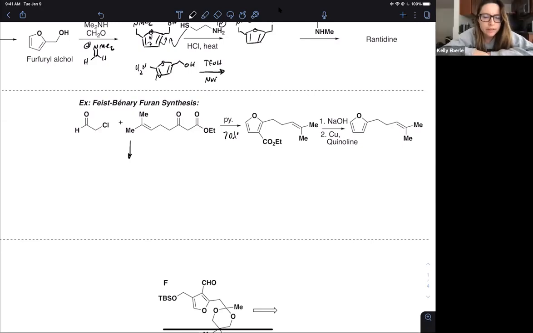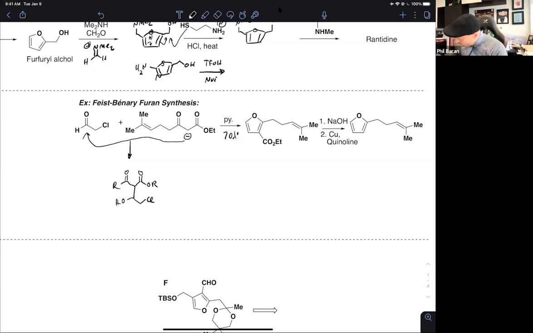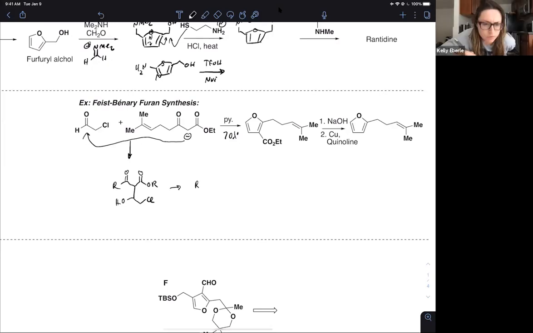Sure. So you get deprotonation at the beta ketoester, and then you get attack of that onto the carbonyl carbon of your other reagent. And then from here, I think if you draw it like in the enol form, you can kick out water and cyclize to get your product.